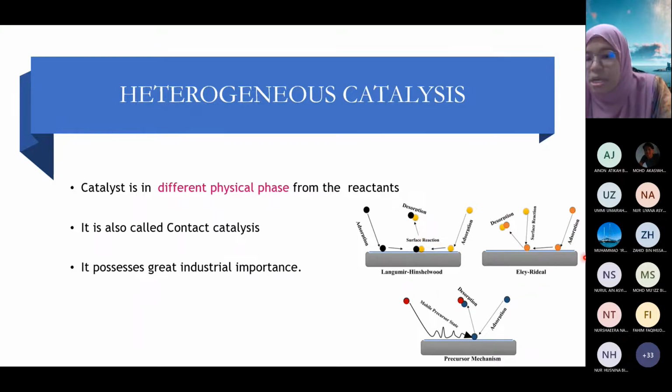Langmuir-Hinshelwood, Eley-Rideal, precursor mechanism. So what is Langmuir-Hinshelwood? What is Eley-Rideal? Actually, this is the mechanism of reaction, or the pathway of how the reaction occurs. It involves the adsorption of the reactant onto the active site of the catalyst, and then surface reaction occurs, desorption occurs, and again another adsorption can occur. So this is what we will focus on: these two, Langmuir-Hinshelwood and Eley-Rideal, as part of the mechanism of heterogeneous reaction.